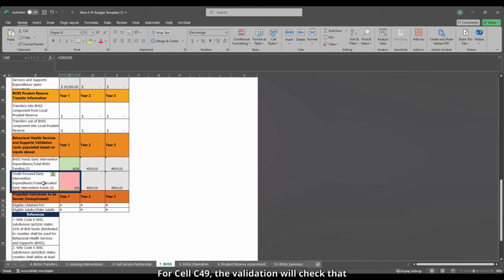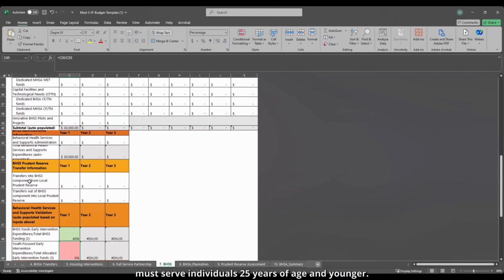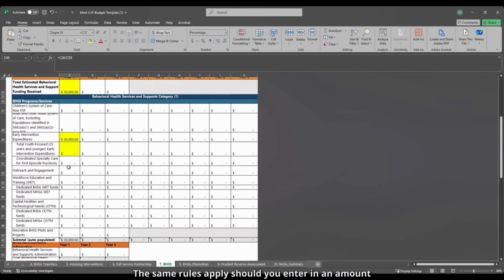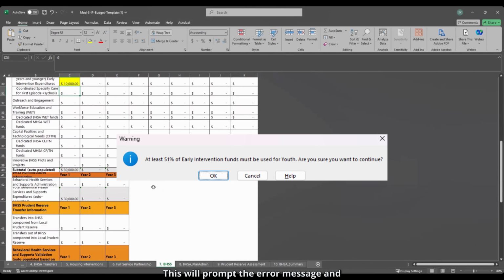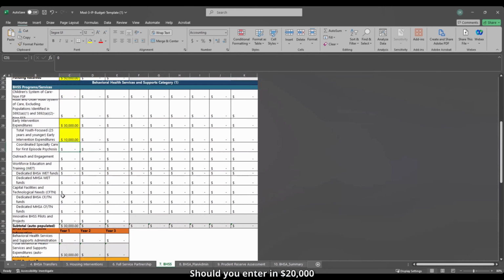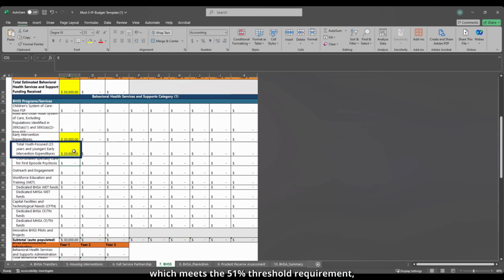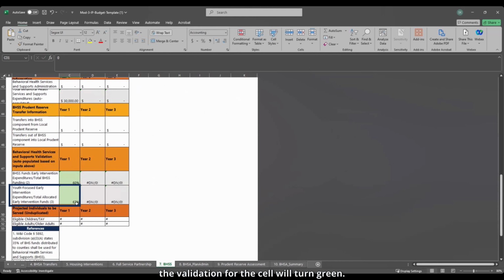For cell C49, the validation will check that at least 51% of funds allocated for early intervention programs must serve individuals 25 years of age and younger. The same rules apply should you enter in an amount that does not meet the statutory requirement. Let's say you are allocating only $10,000 of the early intervention funds for individuals 25 and younger. This will prompt the error message, and the cell 49 will highlight in red. Should you enter in $20,000, which meets the 51% threshold requirement, the validation for the cell will turn green. Please keep in mind the statutory requirements for how your funds are allocated and reported accordingly.